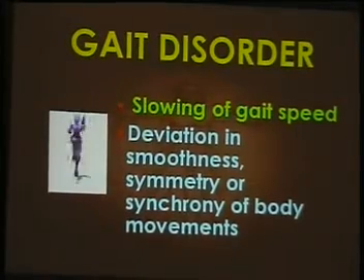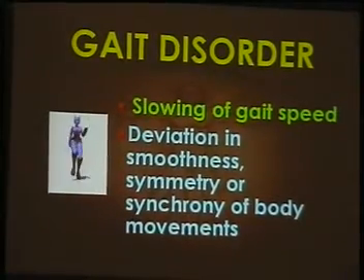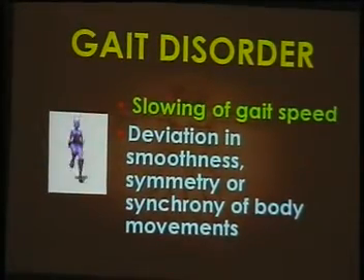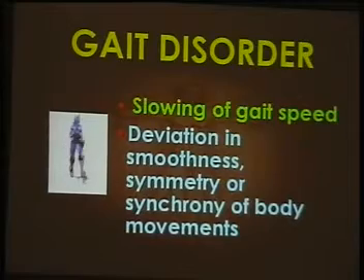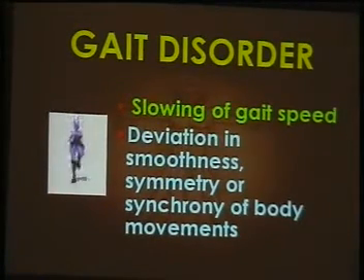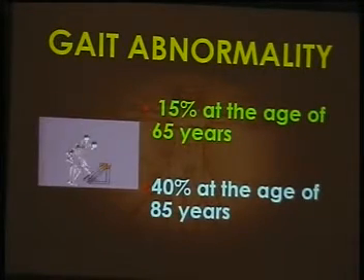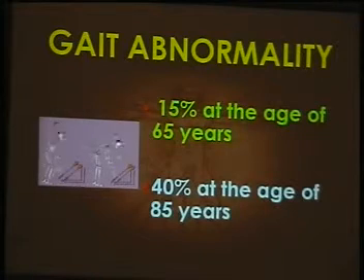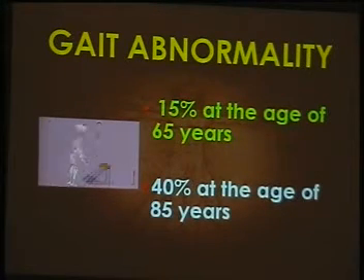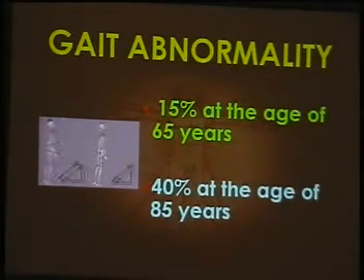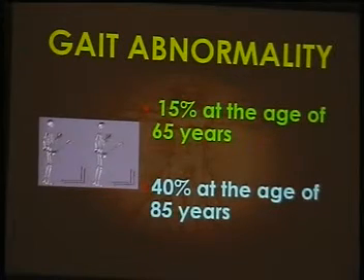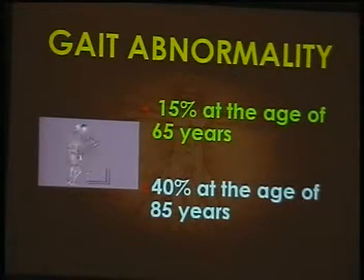What is gait disorder? If there is slowing in the speed of it, if there is deviation in smoothness, symmetry, or synchrony of body movements, then it is a gait disorder. If you look at persons aged above 65 years, 15% of them have gait abnormality. 40% at the age of 85 have abnormal gait.